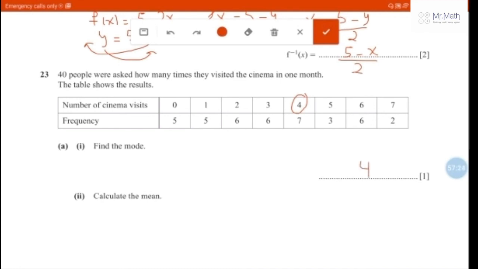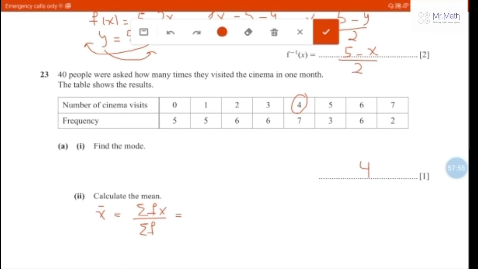Now to find the mean in part (ii), so the mean, which is x bar, is given by summation of f x over summation of f. So for summation of f x, I multiply each x value, which is the number of cinema visits, by its corresponding frequency value. I add them up together and I divide it by the summation of all the frequencies.